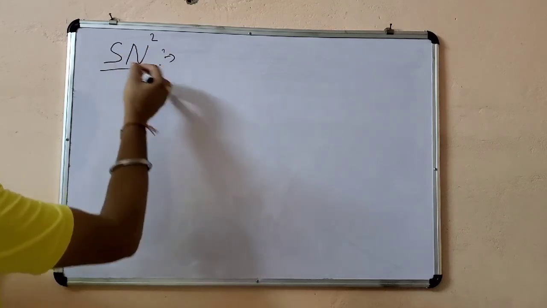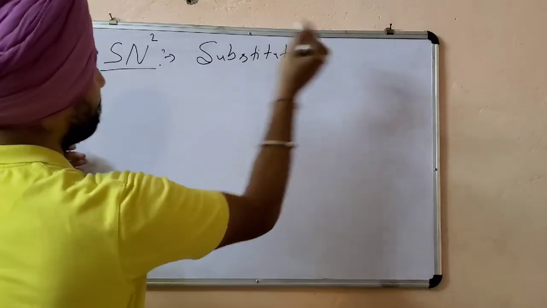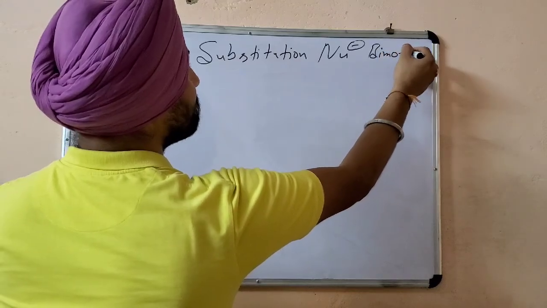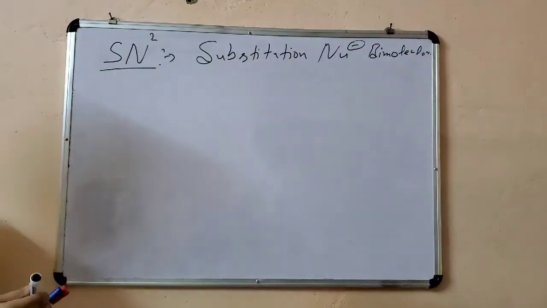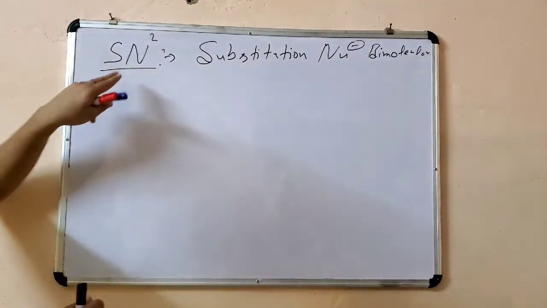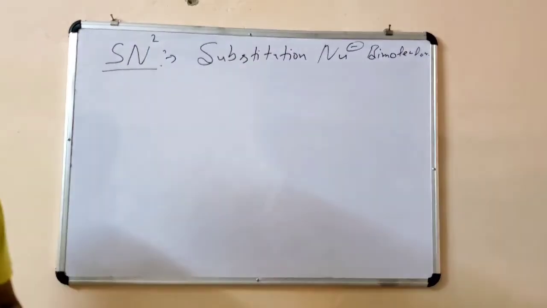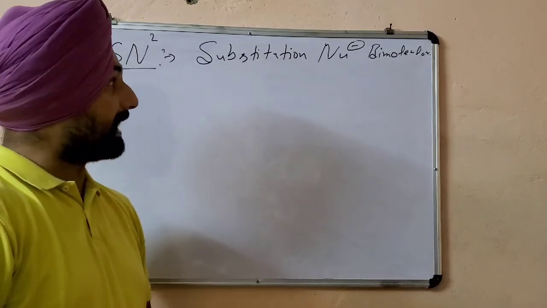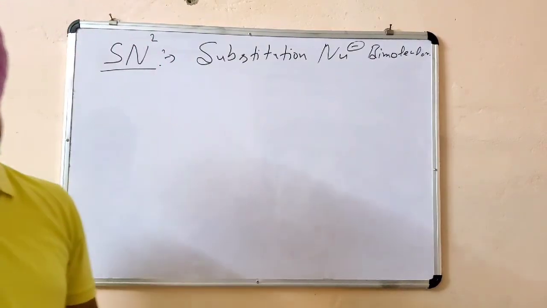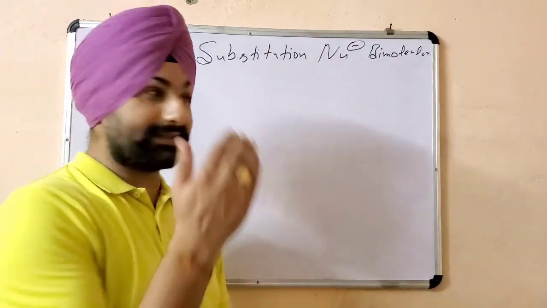SN2: S for substitution, N for nucleophilic, 2 for bimolecular. Why is it bimolecular? We'll discuss why it is called bimolecular, because two molecules are involved in the rate of reaction equation. This SN2, or substitution nucleophilic bimolecular reaction, is also known as associative reaction and interchange mechanism. These two names are also used for this reaction mechanism.